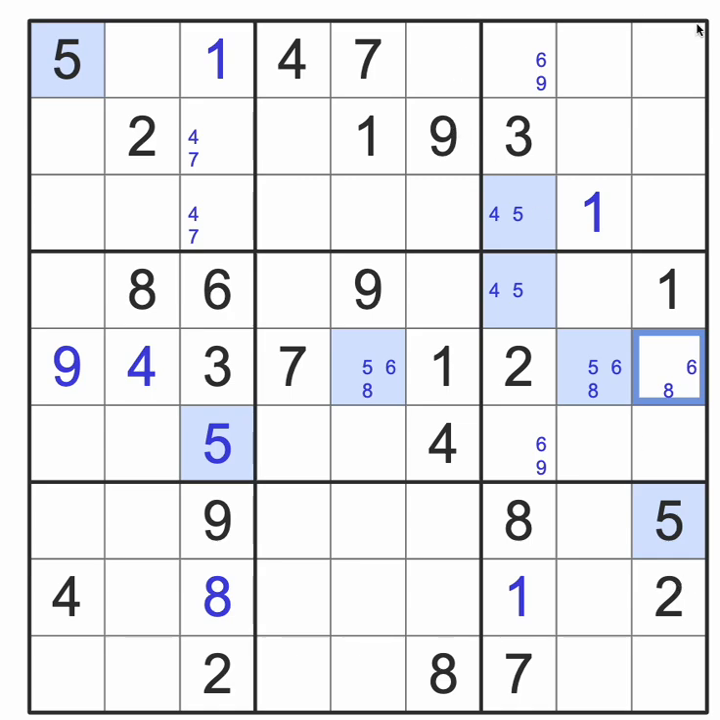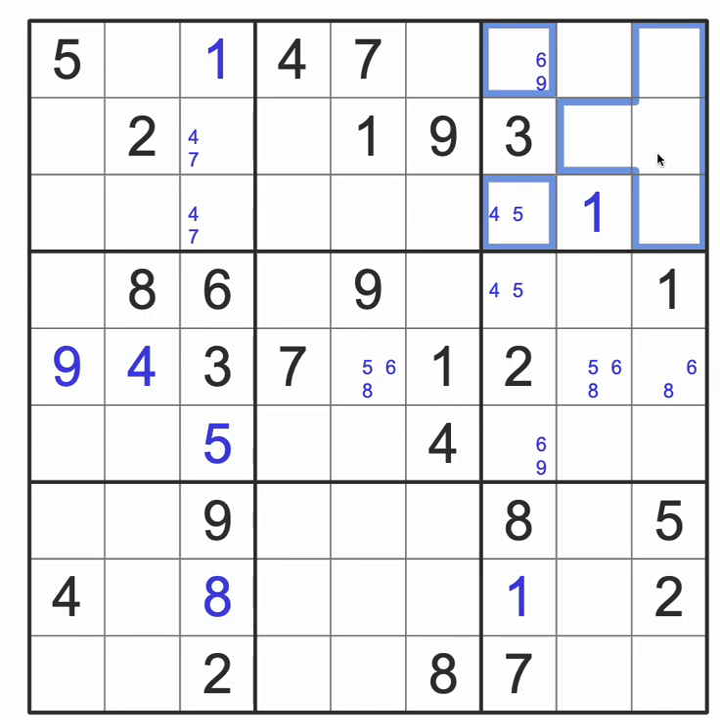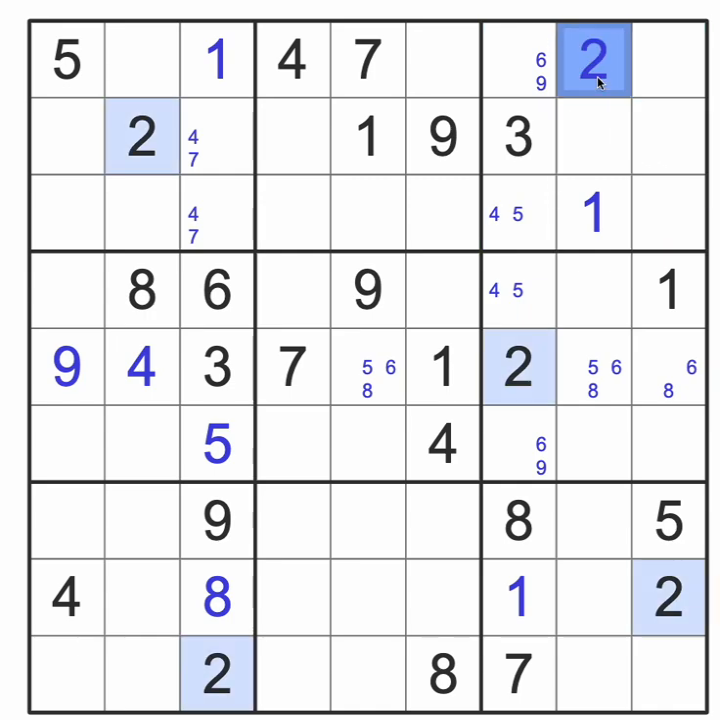And now I can place 2 in box 3 because this 2 in box 9 blocks these. 2 in box 1 blocks this, and 2 in box 6 blocks these. So 2 has to use this cell. And these are 3, 6, 8, 9.